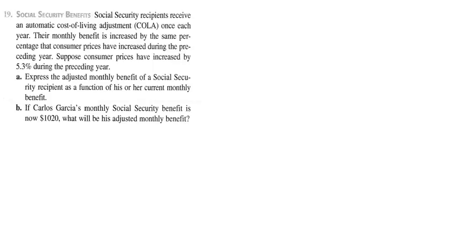Then first express the adjusted monthly benefit of a Social Security recipient as a function of his or her current monthly benefit. So once again here we have a lot of words that could make this very confusing, but the idea is very simple. If in the previous year consumer prices rose by 5.3%, then somebody on Social Security is going to get 5.3% more than they received the previous year. So they're going to get the old amount plus 5.3% times whatever that old amount was.